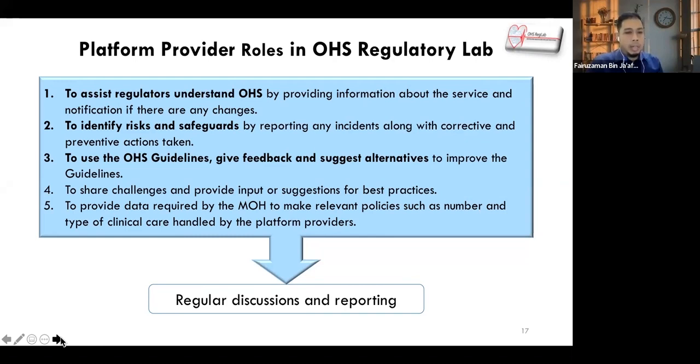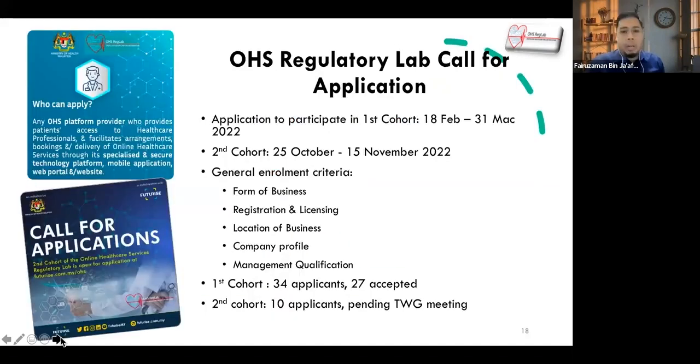So in this dialogue between the regulators and the OHS platform providers, mostly we will discuss the challenges and the input, and also to provide data required by the MOH to make relevant policies, such as number and type of clinical care handled by the platform providers, for MOH to make a better decision on the best method of regulatory instrument for them. And we do this via regular discussions and reporting with the platform providers. For the first cohort, we opened it from 18 February to 31st March of 2022. And for the second cohort, it is from 25th October to 15 November 2022.